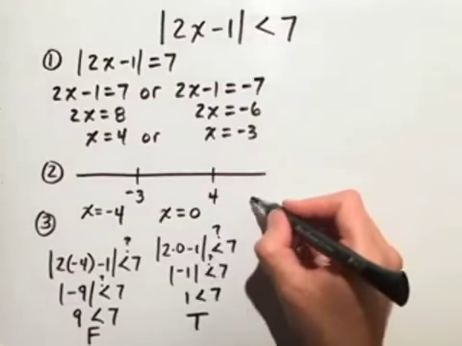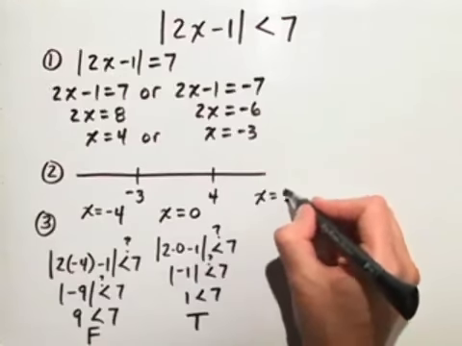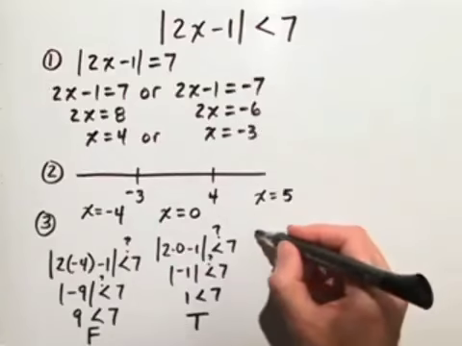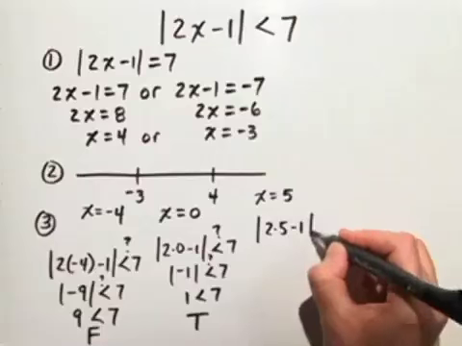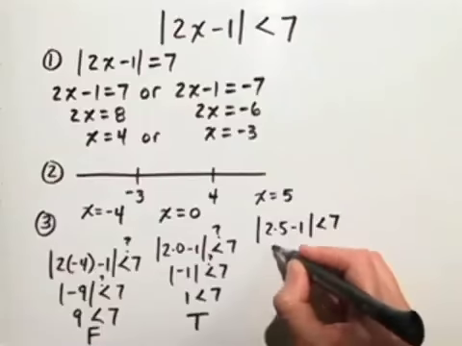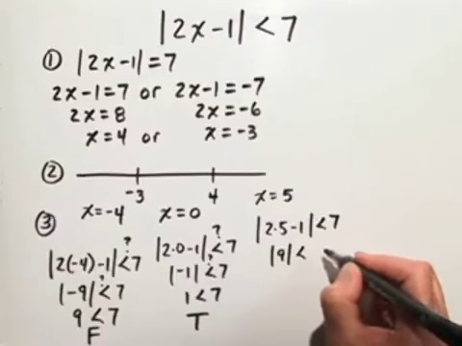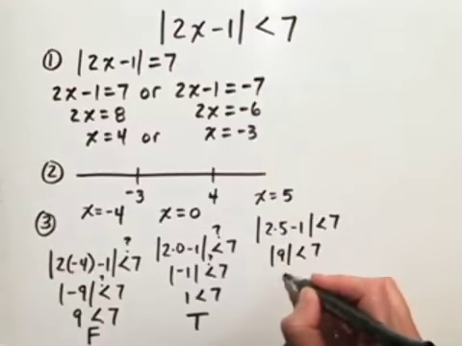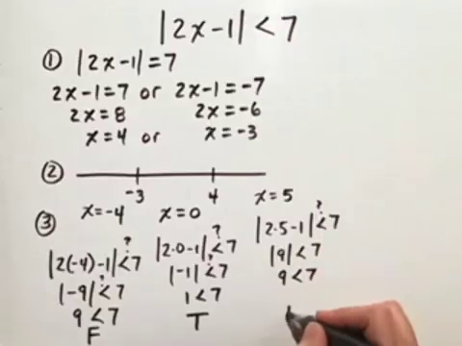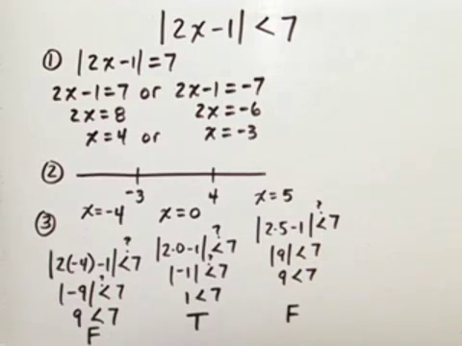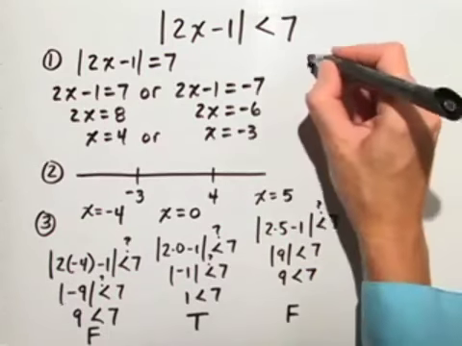And to the right of 4, let's let x equal 5. Let's substitute 5 in our original inequality. Is the absolute value of 2 times 5 minus 1 less than 7? So we have the absolute value of 9 less than 7. Again, we're asking if that's true or false. It's false. So now we're ready to move on to step 4.